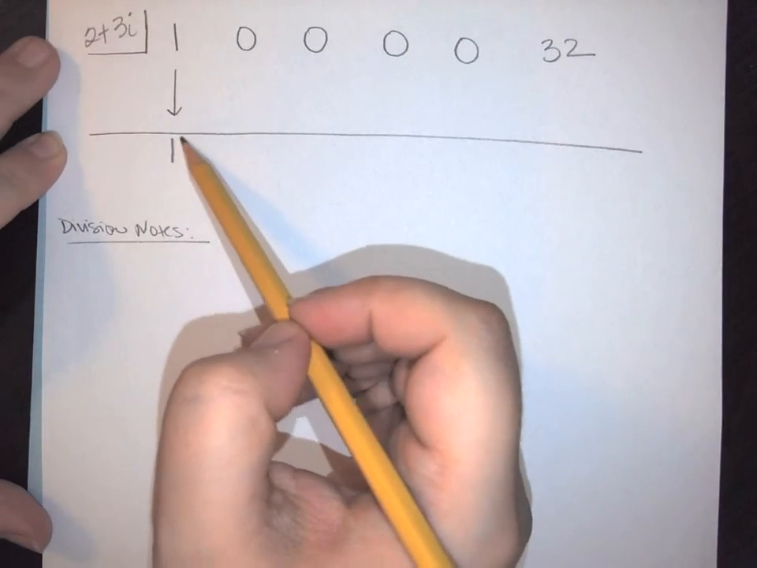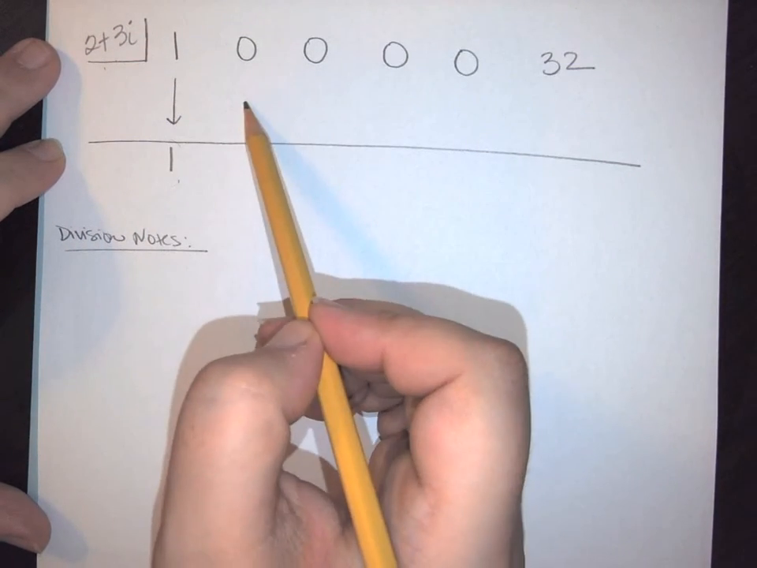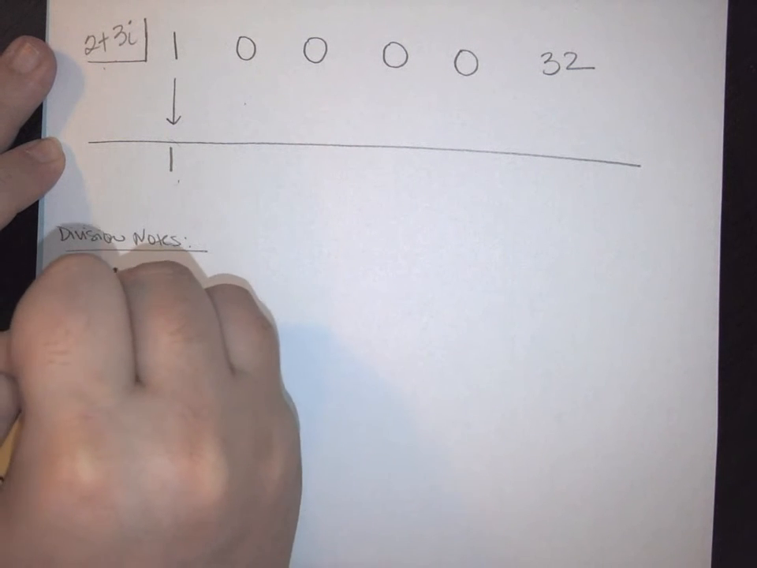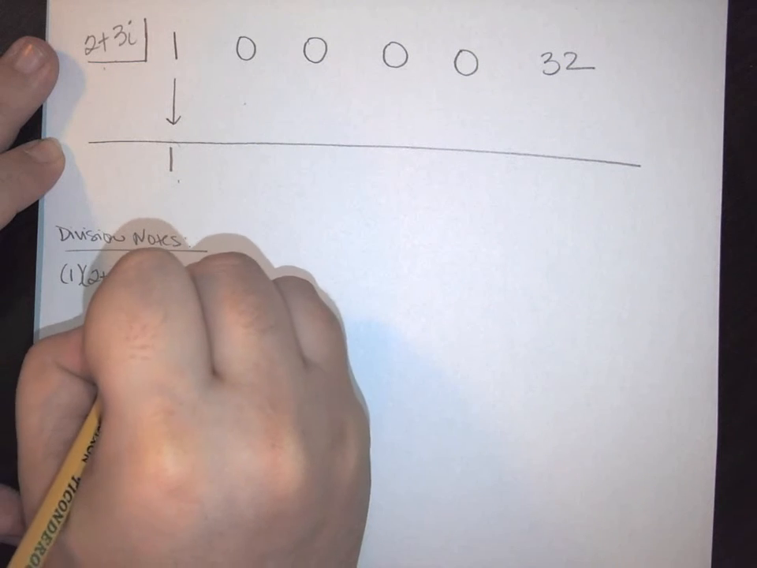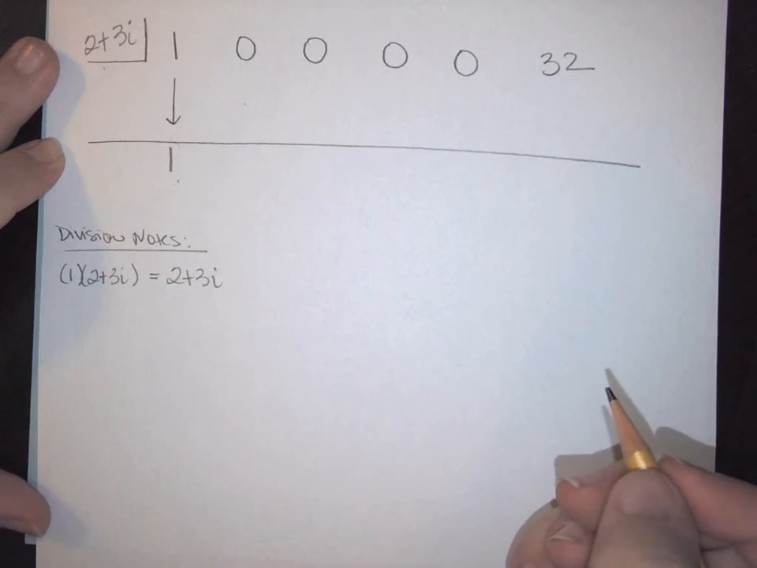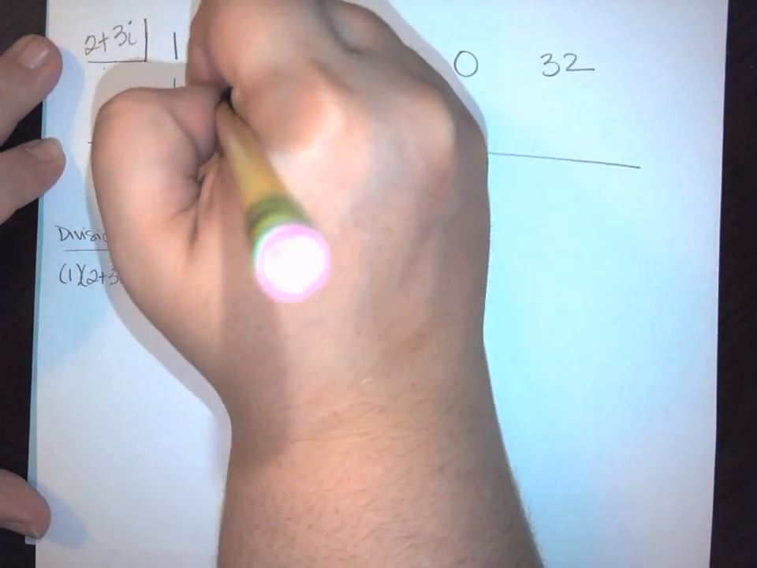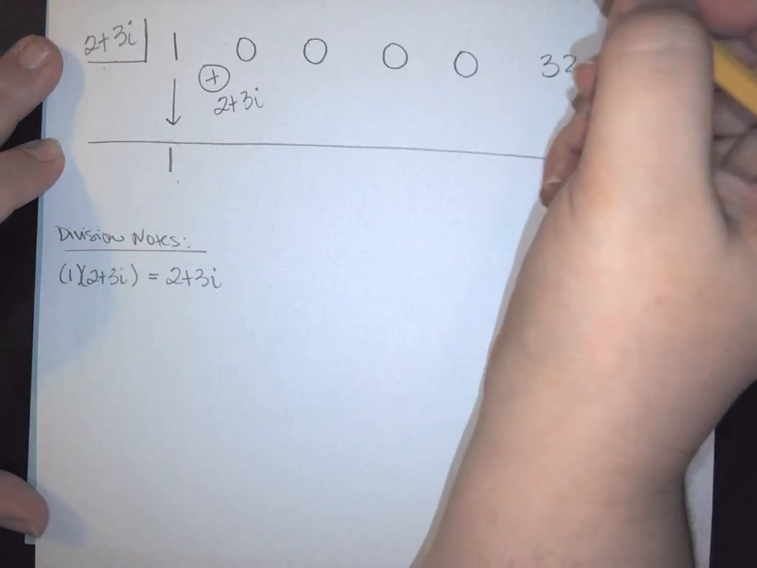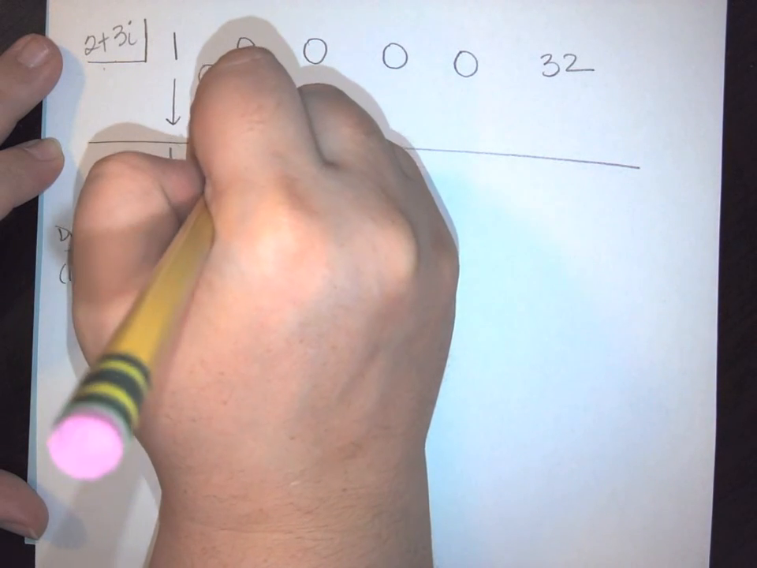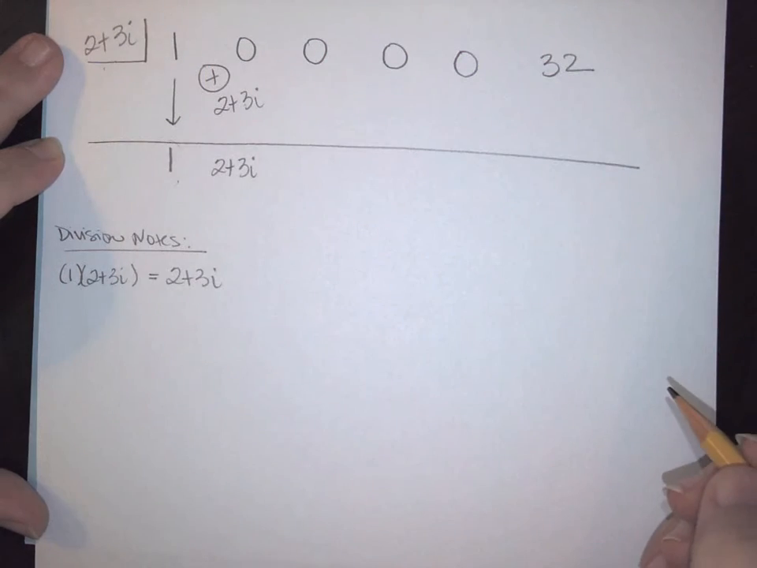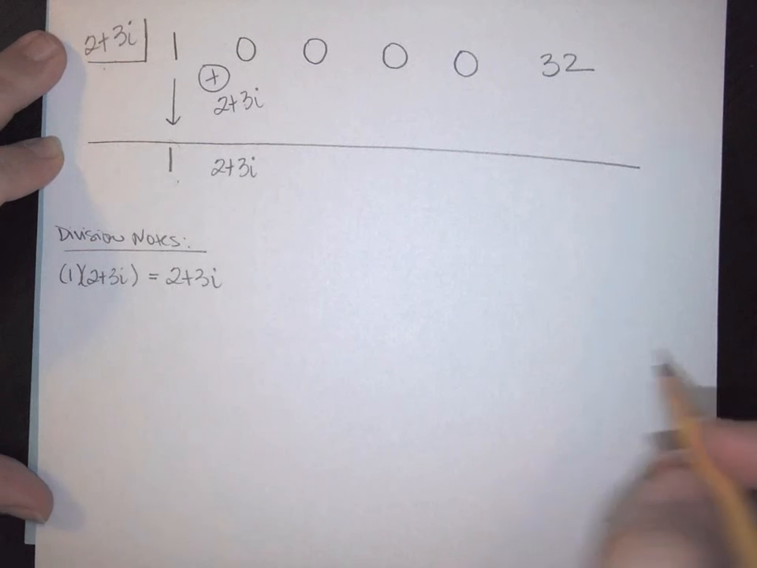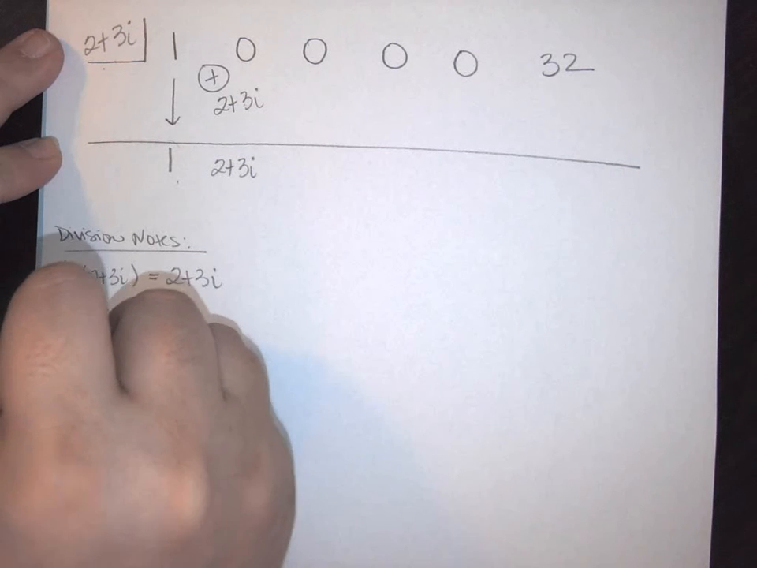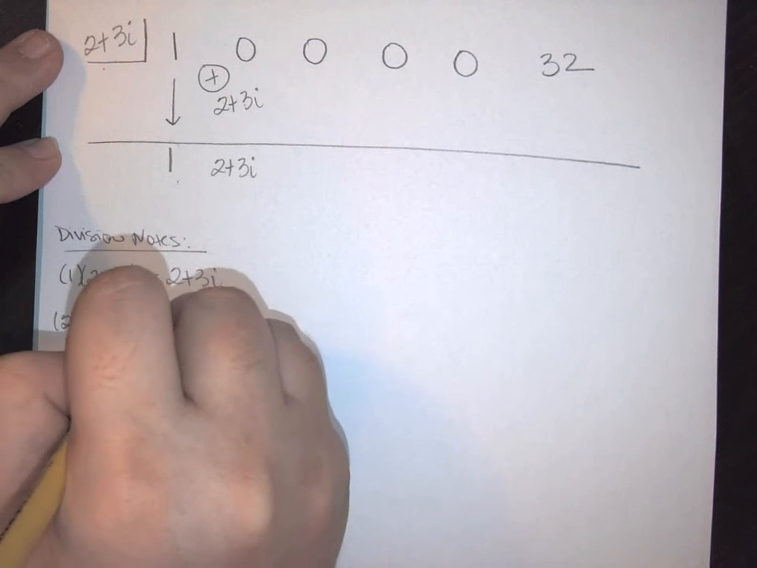So here again, remember, we're going to do bottom times the box goes underneath. So here, this is going to be 1 times the 2 plus 3i is going to give you 2 plus 3i. So we're going to go ahead and put that in, that this is 2 plus 3i. I need to add these, so that drops down to 2 plus 3i. Now I need to do it again.